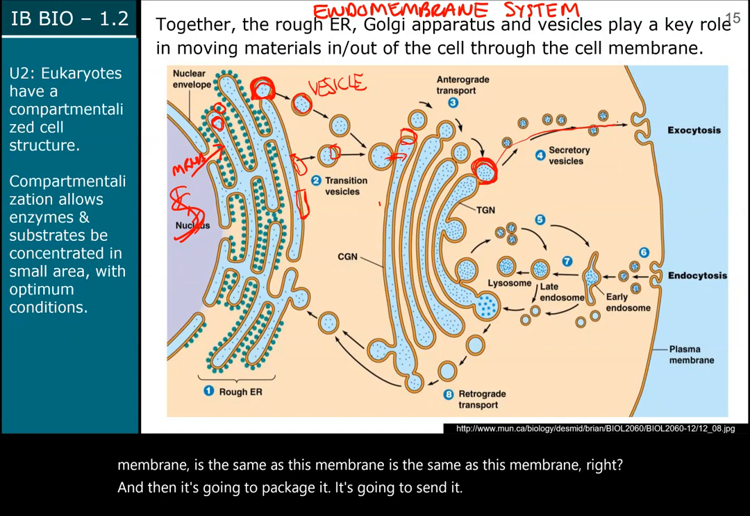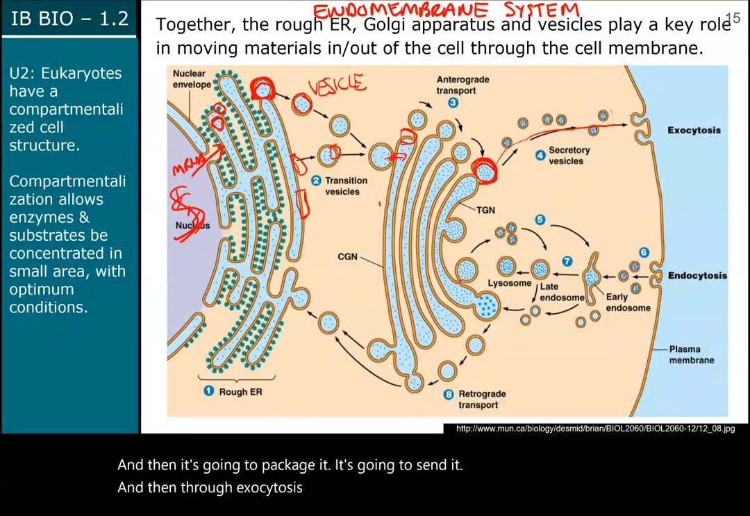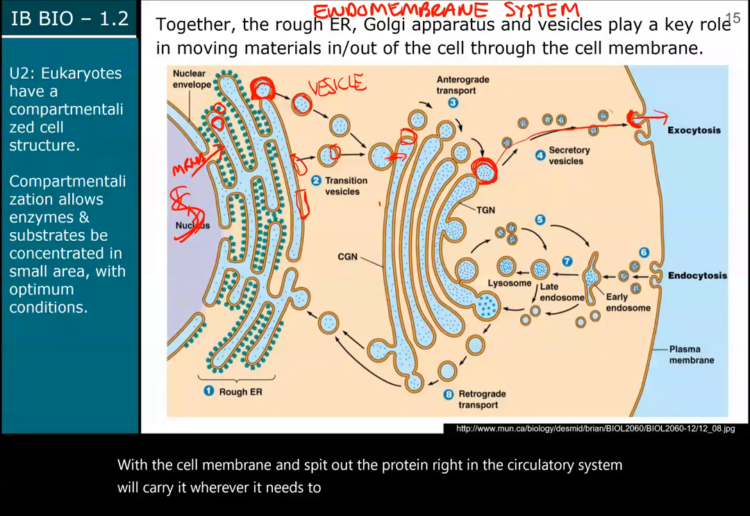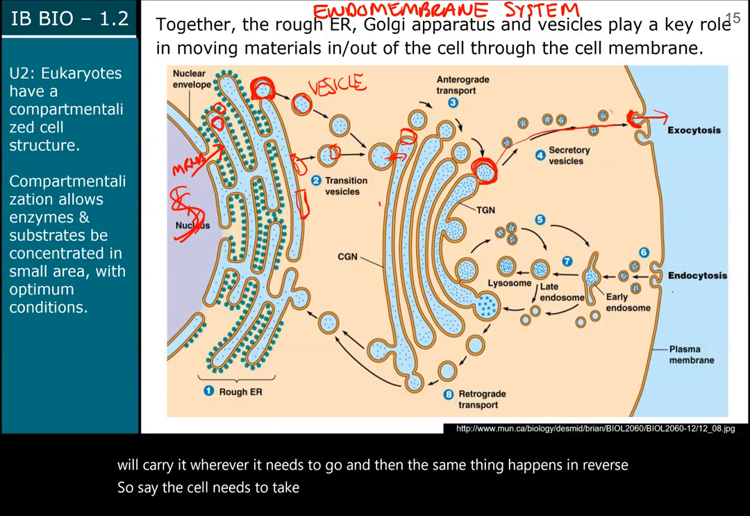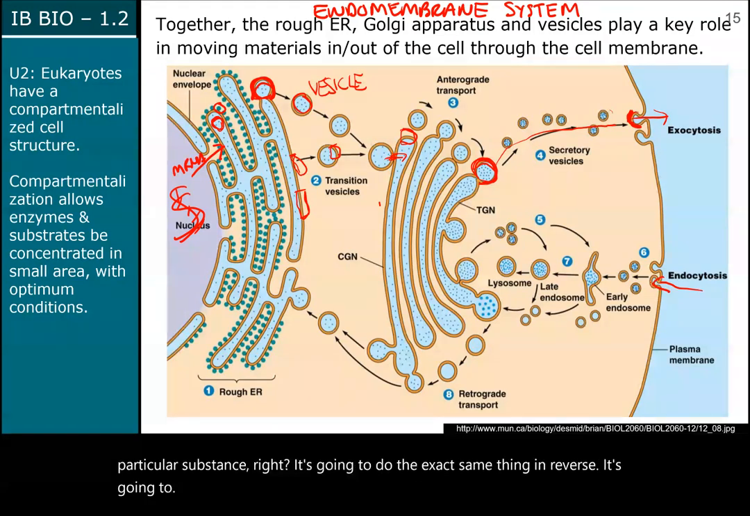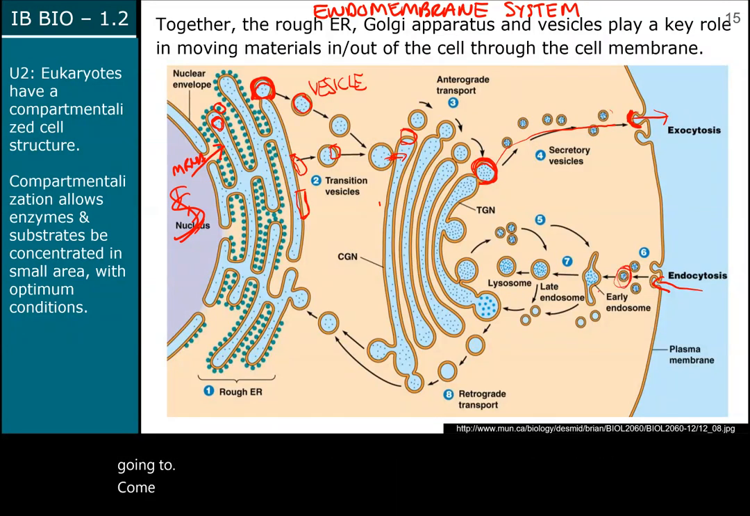And then through exocytosis, that same membrane is going to fuse with the cell membrane and spit out the protein, right? And then the circulatory system will carry it wherever it needs to go. And then the same thing happens in reverse. So say a cell needs to take in a particular protein or a particular substance, right? It's going to do the exact same thing in reverse. It's going to come in, form those vesicles, and deliver it to the Golgi. Golgi is like FedEx.